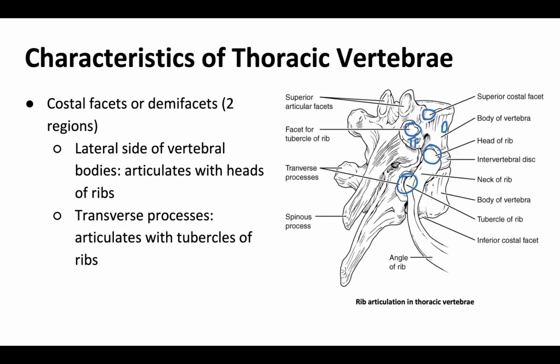And as you might imagine, the size of the more superior thoracic vertebrae are similar to cervical vertebrae. And if you are, say, at T11 or T12, they will be much bigger, about the same size as a lumbar vertebra.